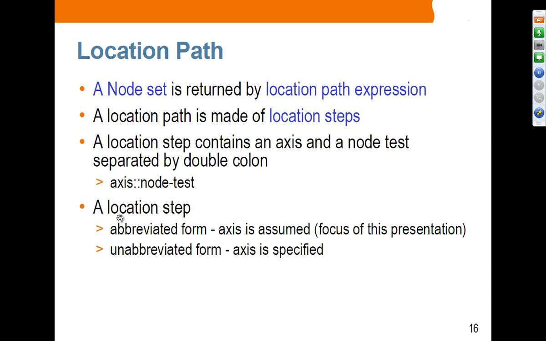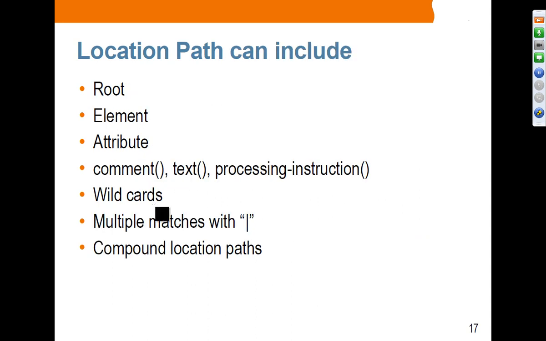A location step could be specified in abbreviated form, and this is basically what we are going to deal with. We are not going to deal with the axis. Or it could be in unabbreviated form, in which case the axis is specified. Again, we are going to mostly focus on the abbreviated form where we don't specify the axis. A location path can include root, element, attribute, comment, text, processing instruction, wildcard, multiple matches with the vertical bar, and compound location path. We're going to look into each of these in a bit more detail.